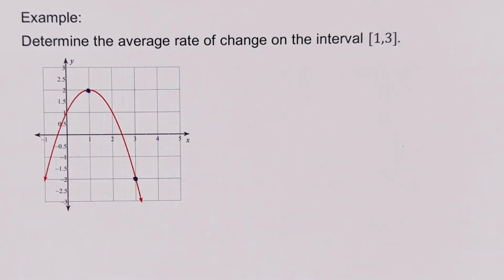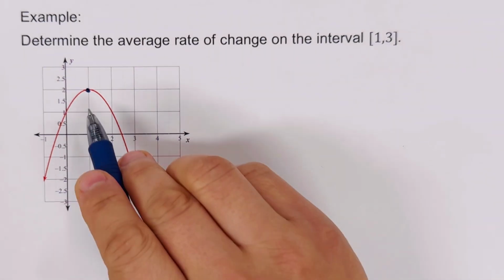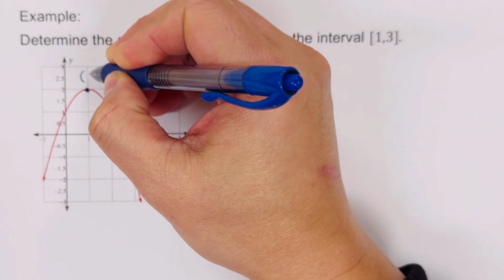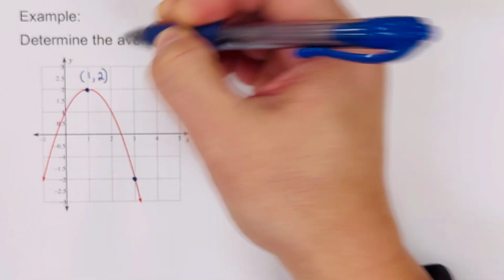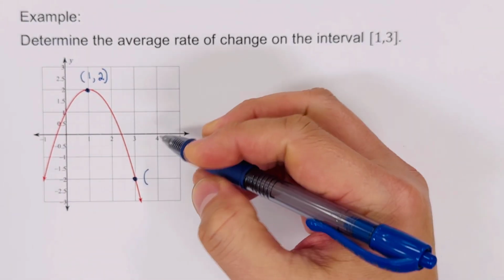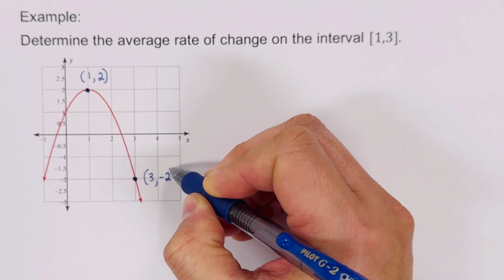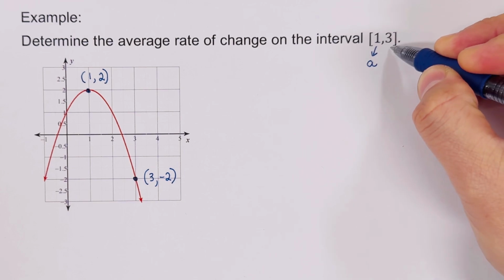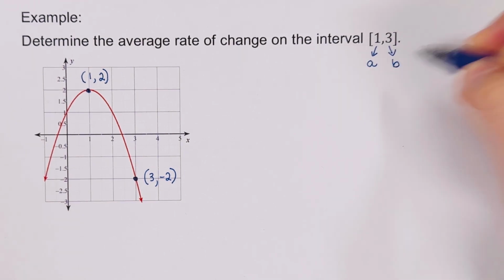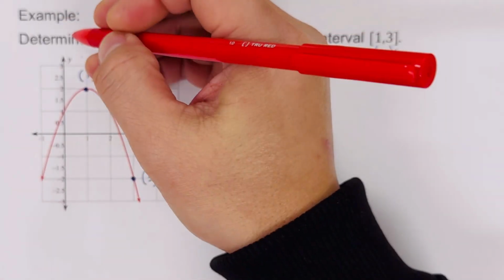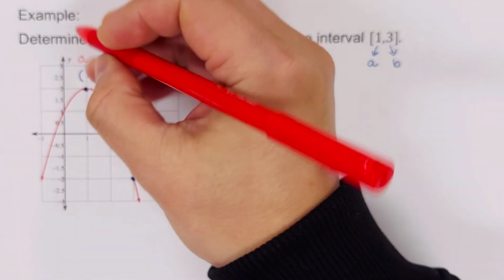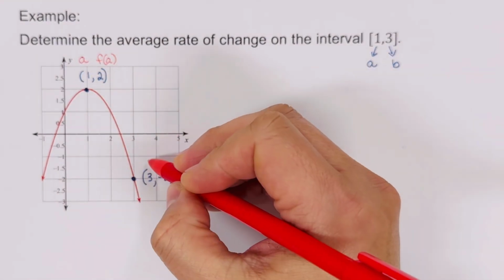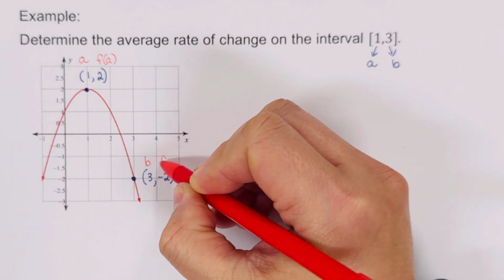To determine the average rate of change, we're supposed to determine the coordinate for each of these points. So for the first one here, the coordinate for this is (1, 2). Well, this one right here is (3, -2). We remember that this one right here is represented as a, and this 3 is represented as b. So we can go ahead and label 1 as our a. This means that this partner right here is our f of a. And this 3 is our b, and its partner is f of b.